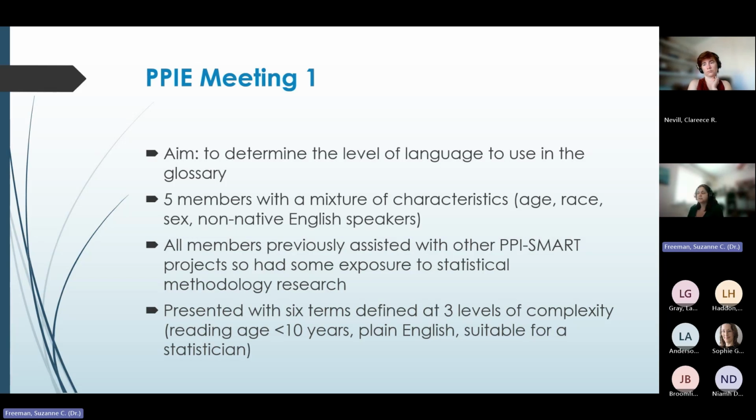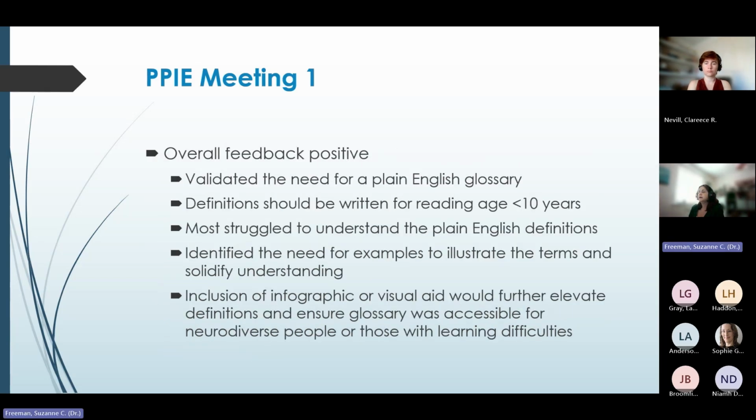In the meeting, we presented them with definitions for 6 of the terms from our glossary, and we'd generated 3 different levels of complexity. We'd done the reading age less than 10 years, we'd done a plain English, and then we did what we thought was maybe more suitable for a statistician. And we were basically asking them what their thoughts were on where we should be pitching the level of the glossary. Overall, the feedback from this meeting was really positive. They did validate the need for the plain English glossary, and they also felt that the definitions should be aimed at that reading age of less than 10 years, as some did struggle to understand the plain English definitions.